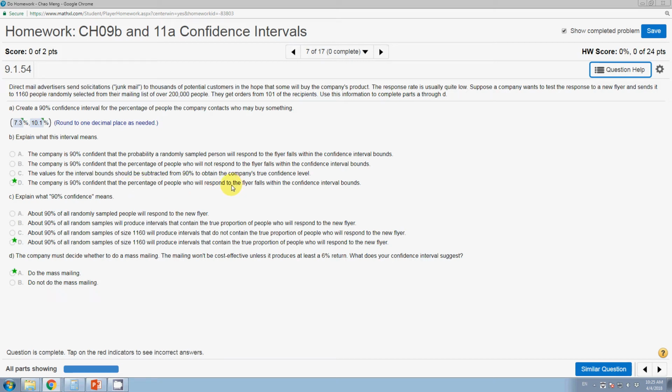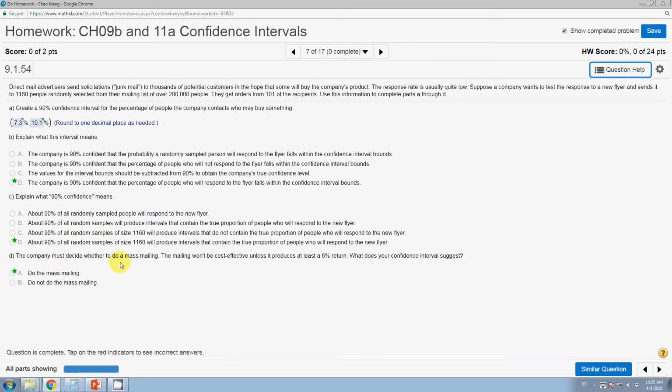And the third one is to mention the limits of the confidence interval, or the boundaries of the interval. You mention the interval bounds, which are this one and this one. You have to mention those three things. And then, what does 90% confidence mean? It means that in all the samples with the same sample size we studied, which is 1160, 90% of them will capture the true population parameter. So that's what 90% confidence means.